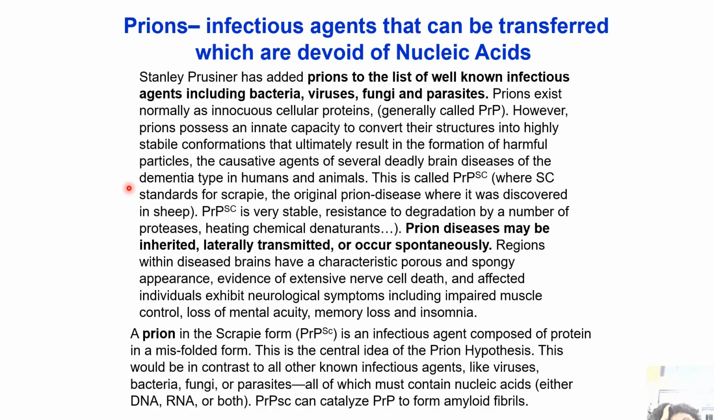This would be in contrast to all other infectious agents like viruses, bacteria, fungi, or parasites, all of which must contain nucleic acids, either DNA or RNA or both. And PrPSc can catalyze PrP to amyloid fibers.